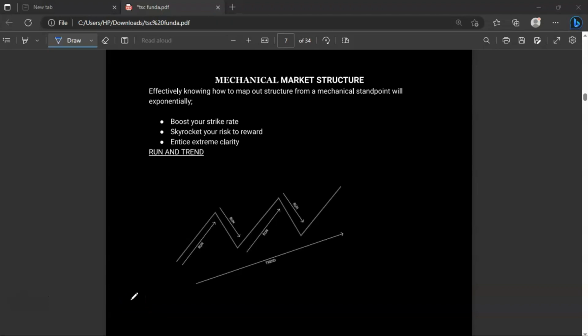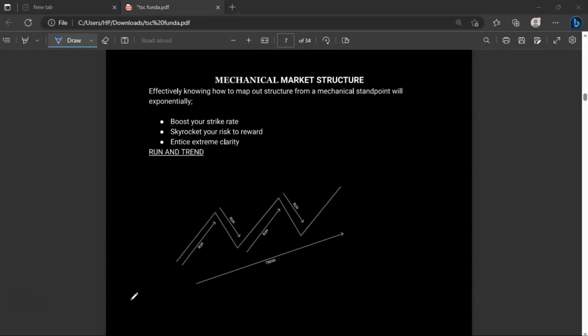Effectively knowing how to map our structure from a mechanical standpoint will exponentially boost your strike rate, skyrocket your risk-reward, and entice extreme coverage. Today, I'm going to be speaking about a totally new concept, something I think might be new to your hearing. This concept is actually trend and the run, swing and substructure, and then finally change of character.